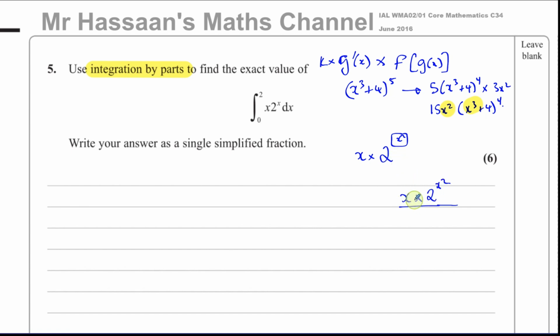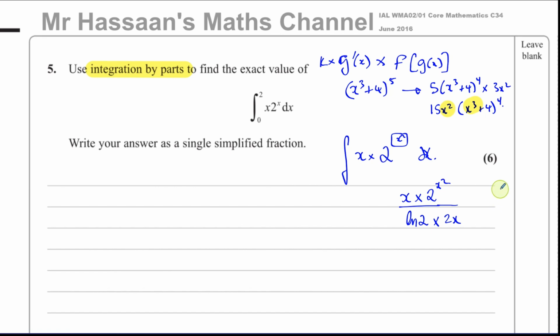And what do we do to integrate this? If we integrate this with respect to x, we will then get x times 2 to the power of x squared. How do you integrate something like that? You have to divide by ln 2, and then you also multiply the denominator by the differential of what's inside the function, which is 2x.